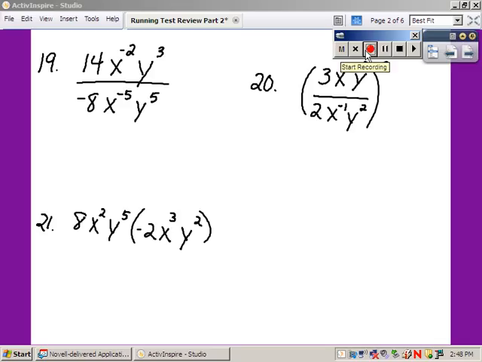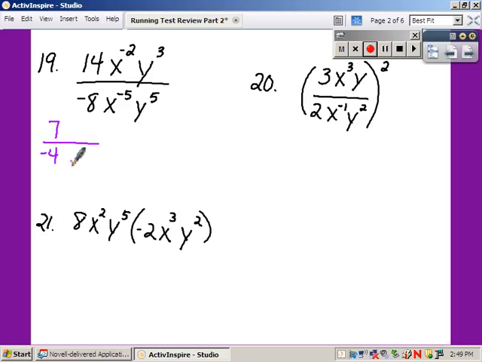Okay, this time we're on to simplifying expressions with exponents involved. This can be kind of a tedious task sometimes, but there's some patterns that you want to look for. Like in number 19, what I want to do first is work with these regular numbers, because I can't just divide 14 and 8. The only thing I can do is reduce them. I don't want to put a decimal answer in here, so I just want to reduce this fraction. So 14 over 8 reduces to 7 over negative 4.